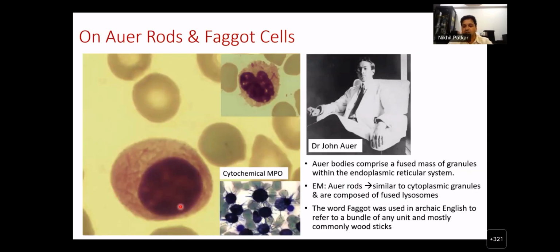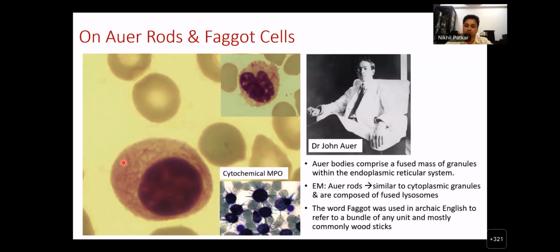A little bit about Auer rods. Auer rods were described in 1903 by an American physiologist from Johns Hopkins called John Auer, who described this in a patient who came to him with a tonsillar mass and elevated blood counts. What he saw were these rod-like projections. He didn't even stain it. He performed a wet smear and looked at it, and he saw these particular structures. But later, electron microscopy showed that they are fused cytoplasmic granules, and their structure is similar to cytoplasmic granules.